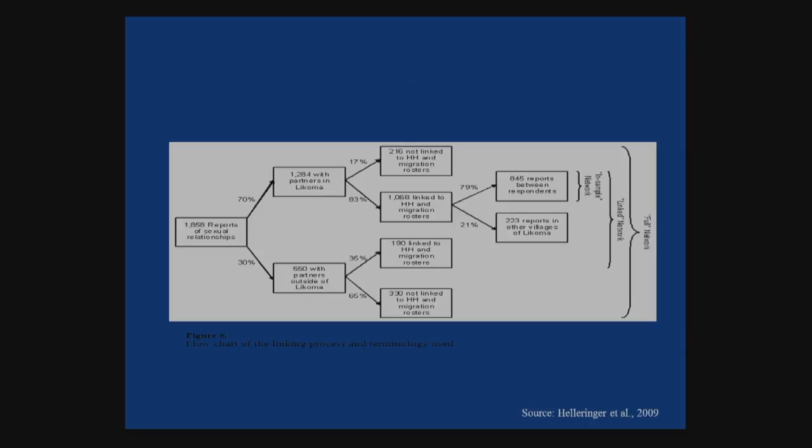550 were with partners outside of Likoma. So if we just follow, for instance, the ones who were in Likoma, 216 were not linked to household migration rosters, but over 1,000 were linked. And they have, in the end, 845 reports between respondents and 223 reports in other villages of Likoma. So from this, you start to see the network of sexual relationships. So this is a network, a sexual network. It's not just a network of friends and relatives, it's a network of sexual ties. And in this way, you can understand really well how sexually transmitted diseases become transmitted and what the network characteristics are.